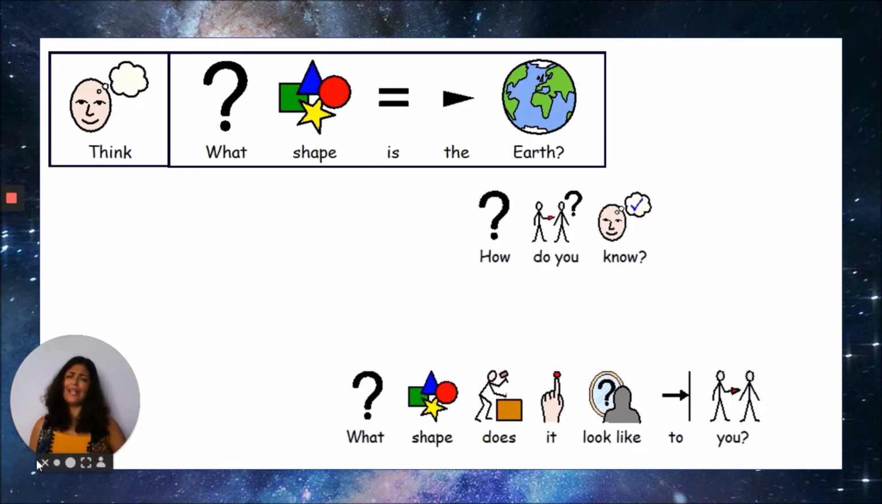So let's have a think now. What shape is the Earth? What do we think it is? Is it flat? Is it round? How do we know? Well, let's think about it.